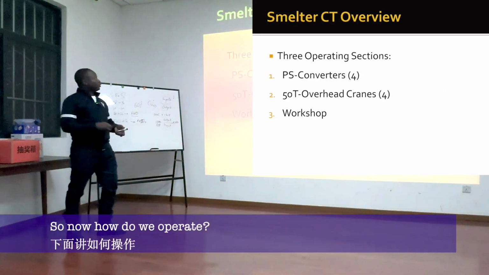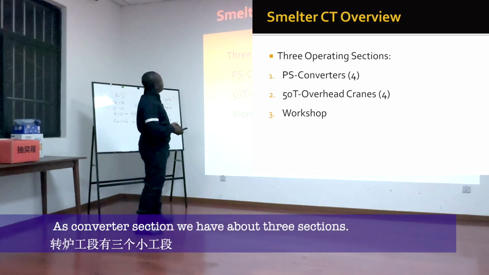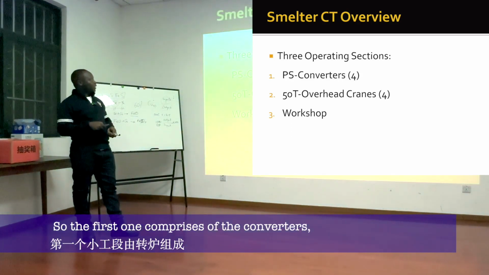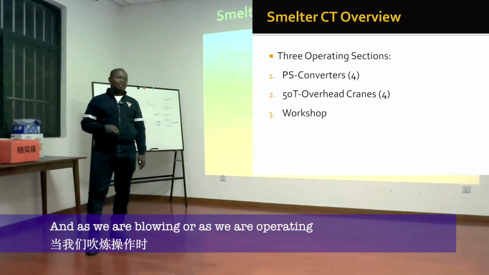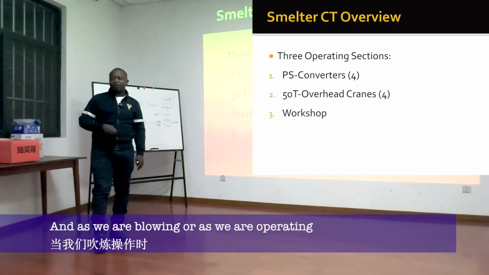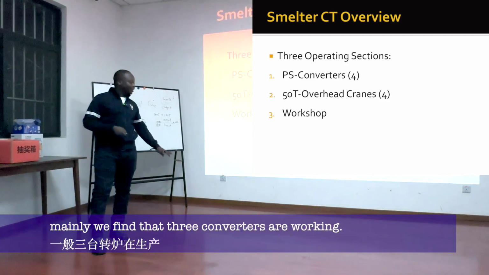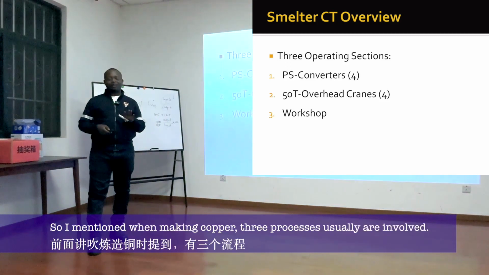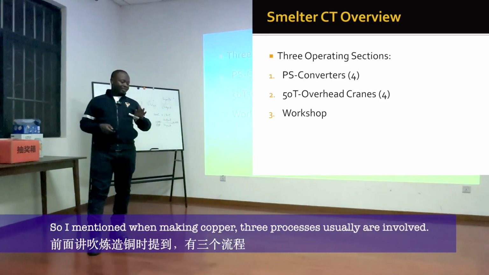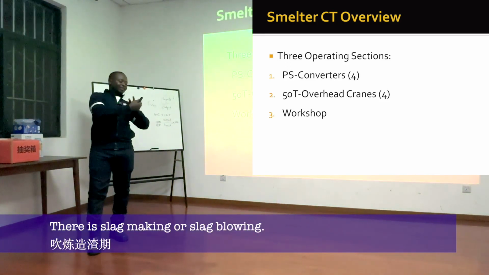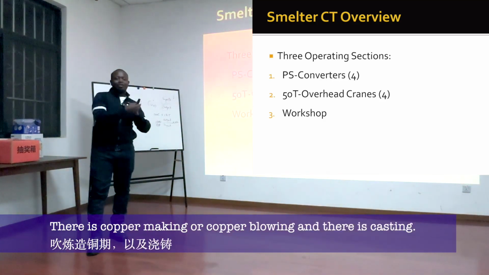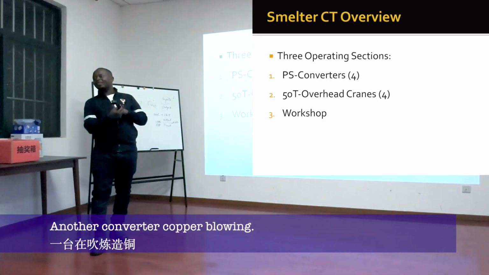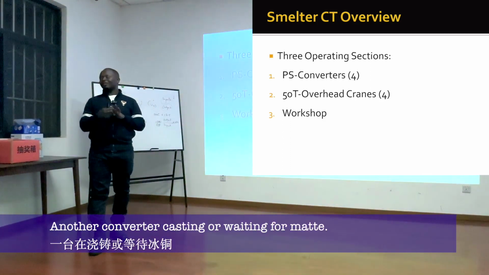So now, how do we operate? As converter section, we have about 3 sections. The first one comprises the converters, the converter furnaces. As we are blowing or operating, mainly we'll find that 3 converters are working. Then 1 converter is on shutdown, repairs. I mentioned when making copper, 3 processes are usually involved: slag making or slag blowing, copper making or copper blowing, and casting. So maybe 1 converter is slag blowing, another copper blowing, another casting or waiting for matte.